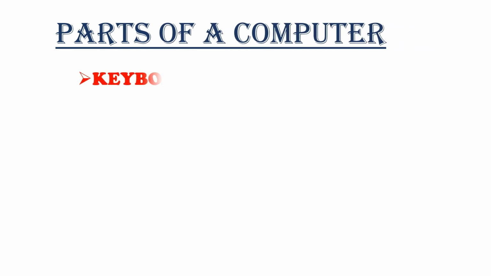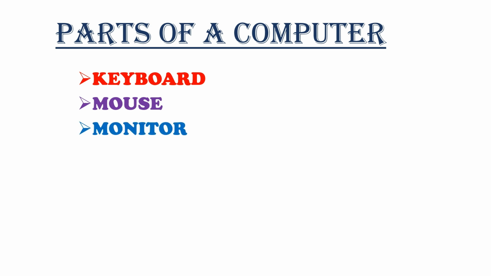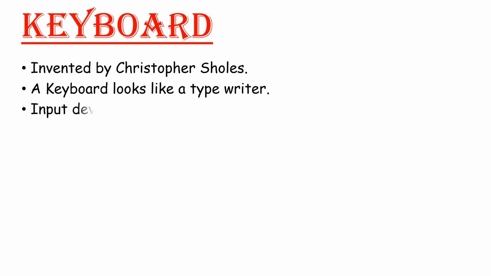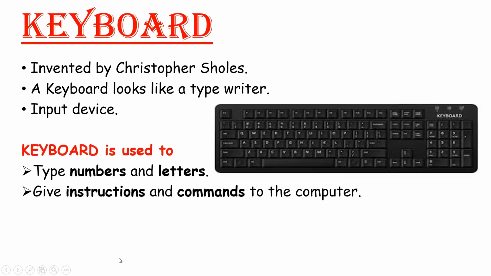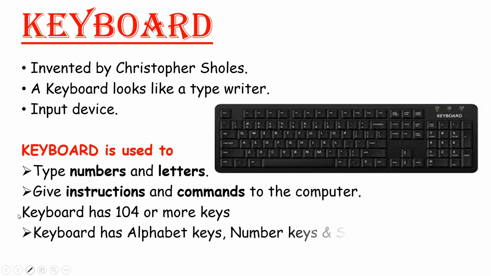Now we'll study in detail the parts of a computer: keyboard, mouse, monitor, and CPU. Coming to keyboard. It was invented by Christopher Sholes and it looks like a typewriter. It is an input device. That means you give your data to the computer using keyboard. It is used to type your numbers and letters. You can also give instructions and commands to the computer using keyboard.